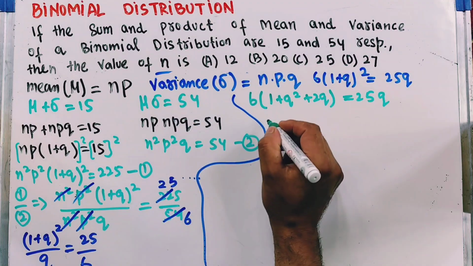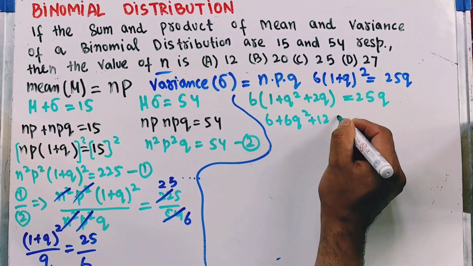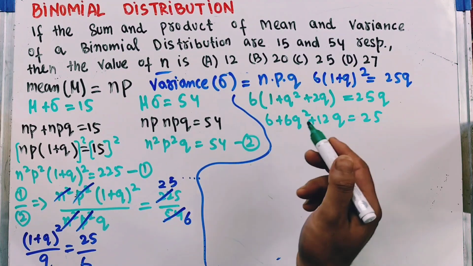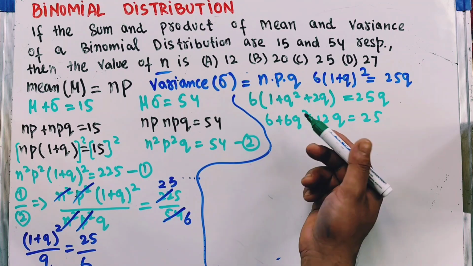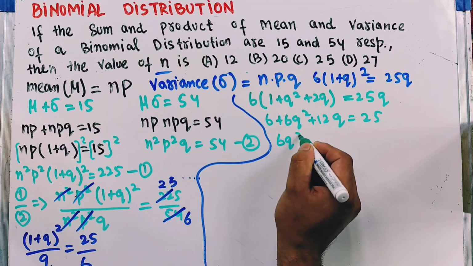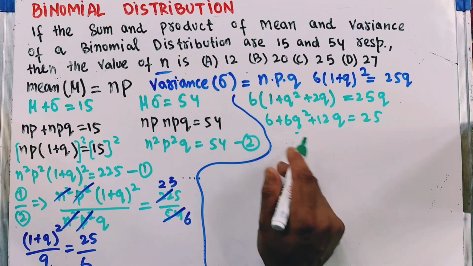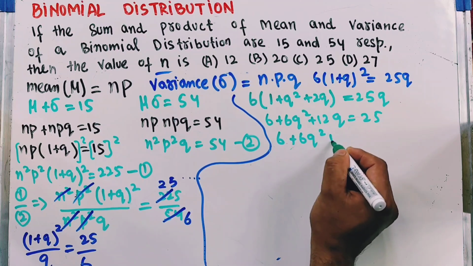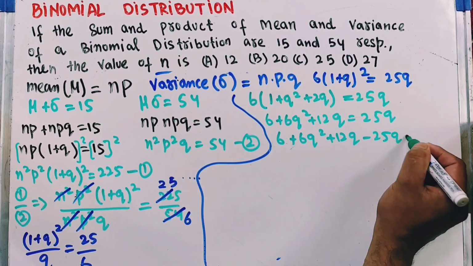Multiplying 6 to each of these terms, we get 6 plus 6q square plus 12q is equal to 25q. Solving further, let's write it in the standard quadratic form. We write the variable of exponent 2 first, that is 6q square, and further solve this to make it easier: 6 plus 6q square plus 12q minus 25q is equal to 0.